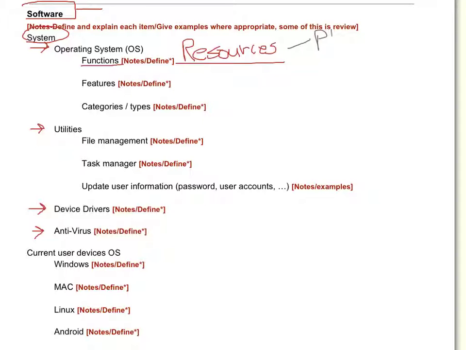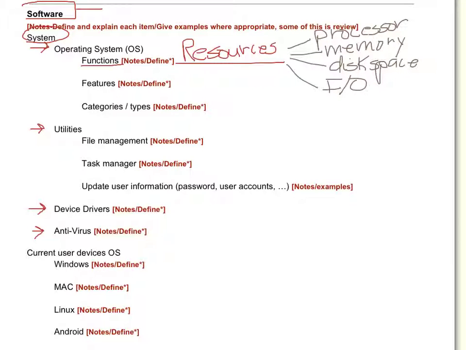And those resources are the processor, memory, disk space, input, output, and a lot more items than you'd probably even care to know.